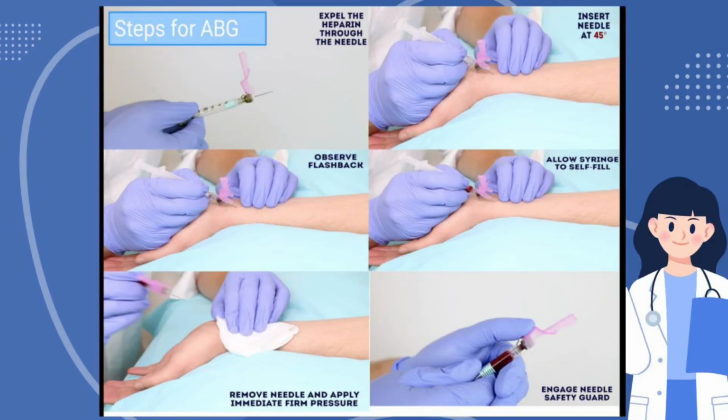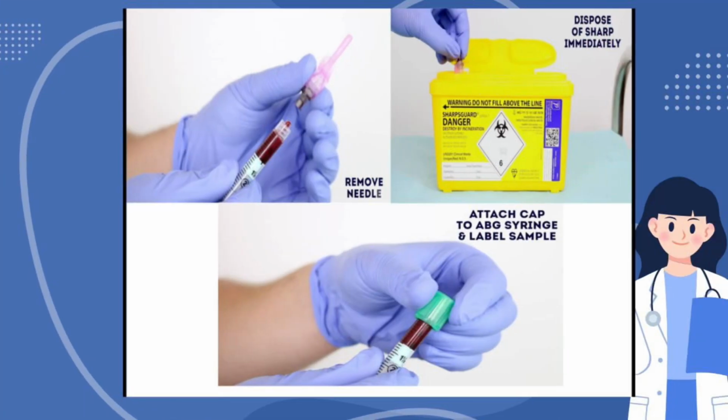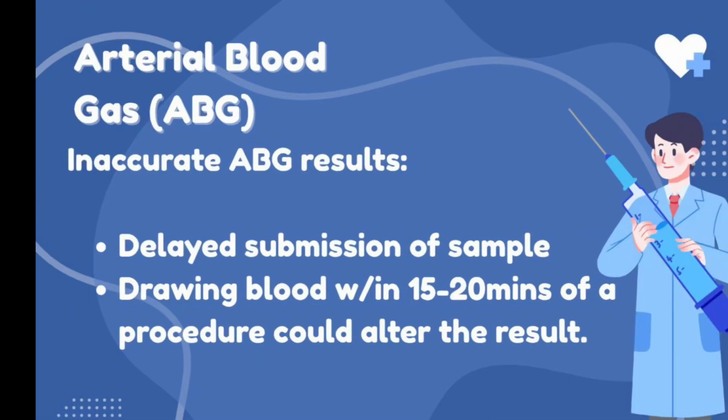These are the steps and procedure for ABG. First, expel the heparin through the needle. Insert the needle at 45 degrees. Observe flashback. Allow the syringe to self-fill. Remove the needle and apply immediately firm pressure. Engage the needle safety guard. Remove the needle. Dispose of the sharp immediately. Attach the cap to the ABG syringe and label the sample.